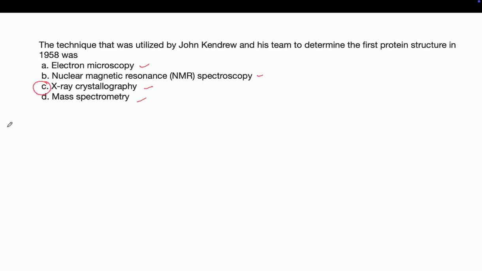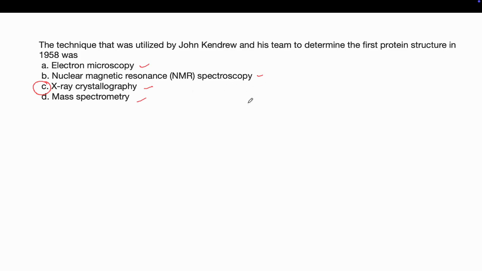X-ray crystallography is a very powerful tool, and it is very old also. We didn't have the other tools which we now have to determine protein structure, but X-ray crystallography is still one of the best tools to study different protein structures. So yes, the answer is C, X-ray crystallography. This was used.